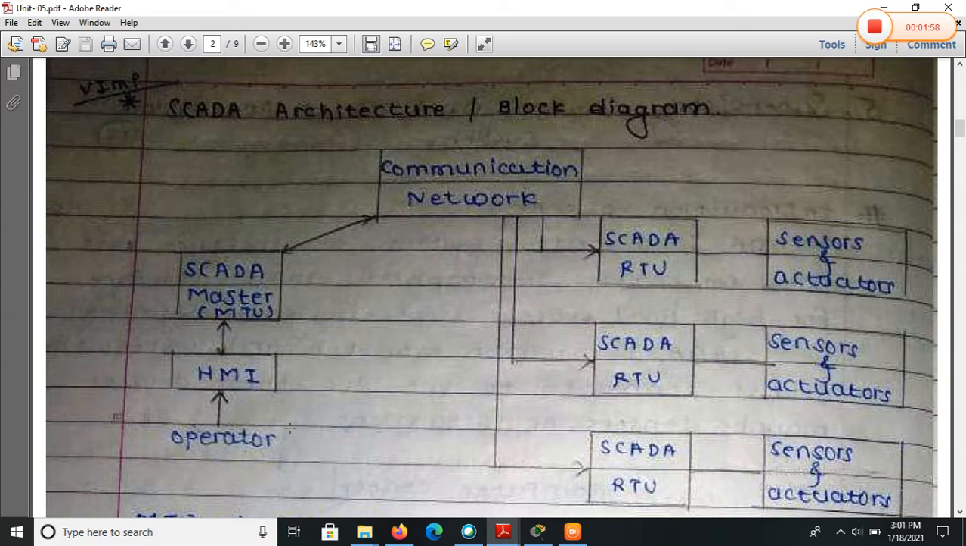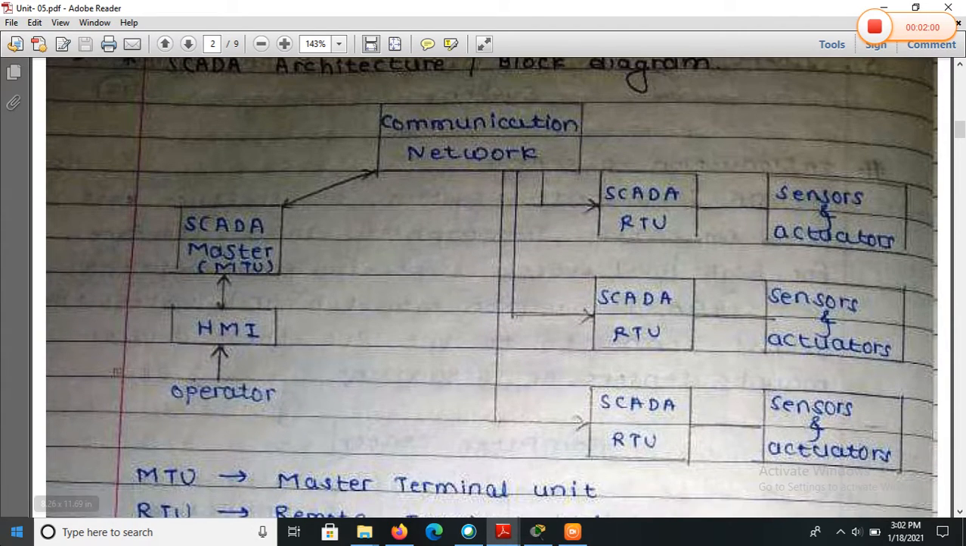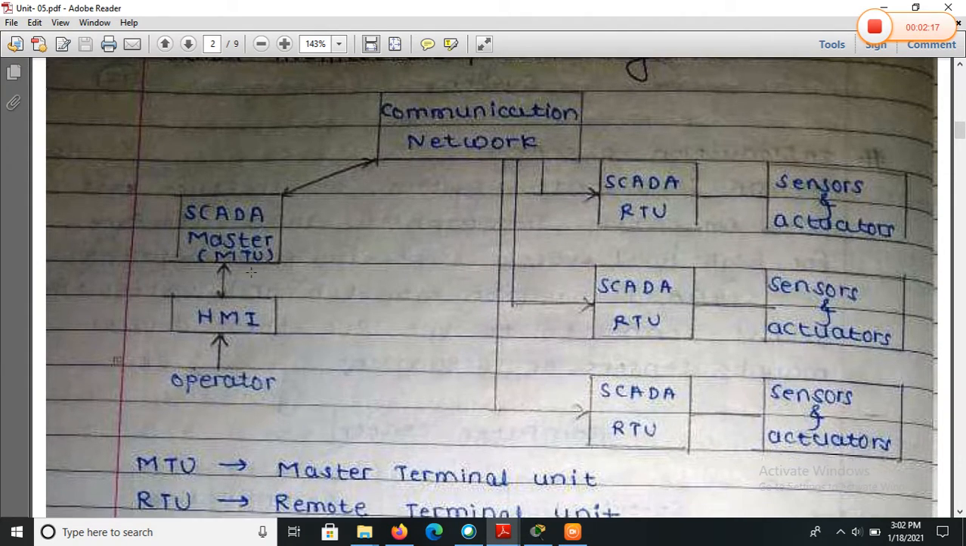SCADA architecture or block diagram of SCADA. Here is the operator. The operator uses the command to the SCADA using HMI. HMI is the human machine interface. It is the interface between human and machine. Now the SCADA is a master device, that is MTU, master terminal unit.